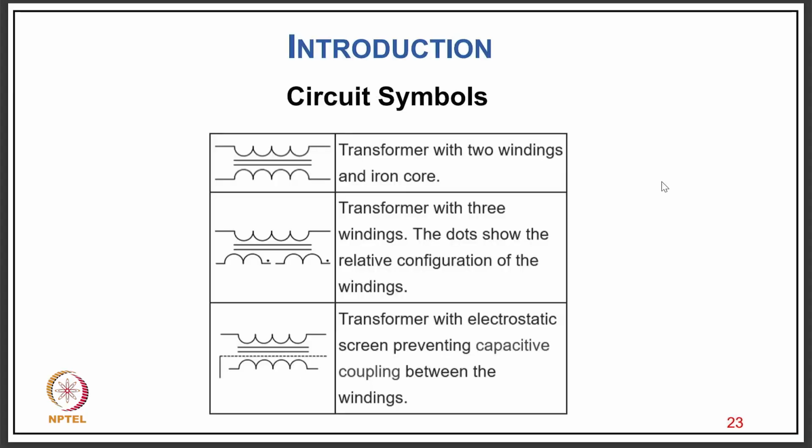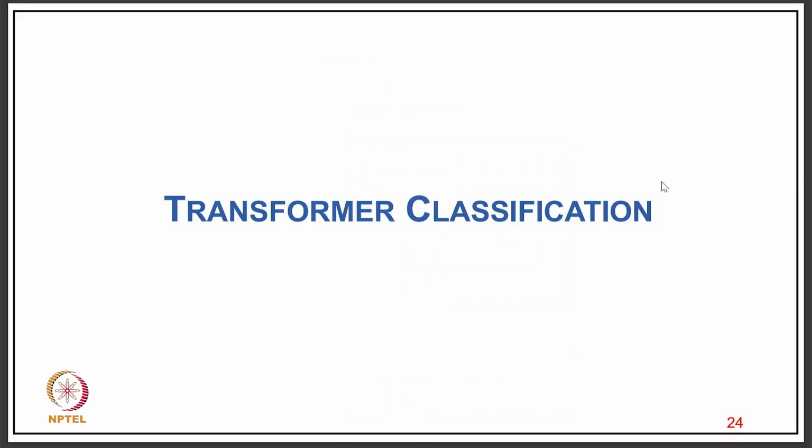So you have typically the circuit symbol for a transformer with two windings with a ferromagnetic core. Then you have a transformer with 3 windings, and the dot shows the relative configuration of the winding polarity, and a transformer with an electrostatic screen preventing the capacitive coupling between the windings. In many applications, this is required to reduce it. And in case of even an isolation transformer.